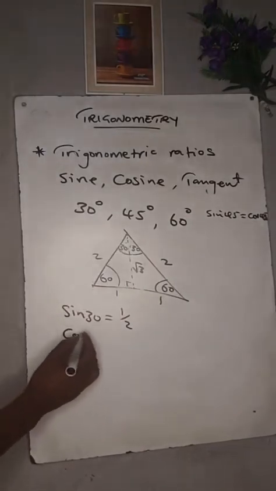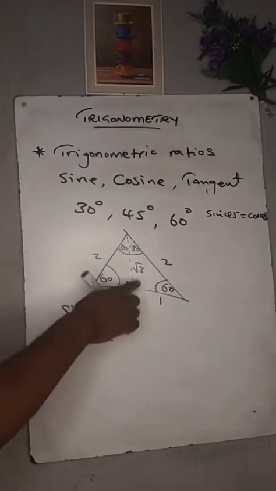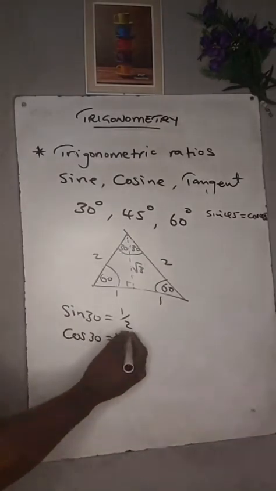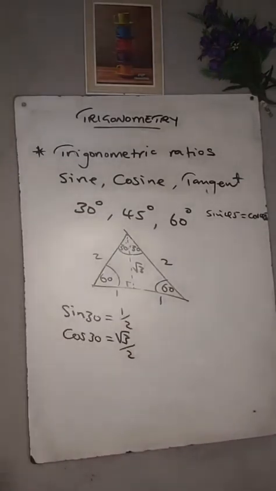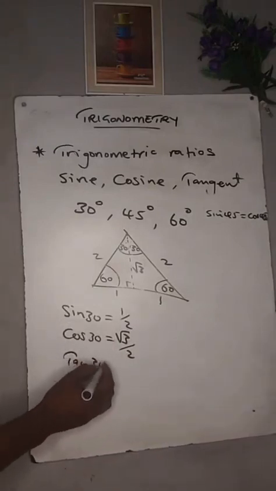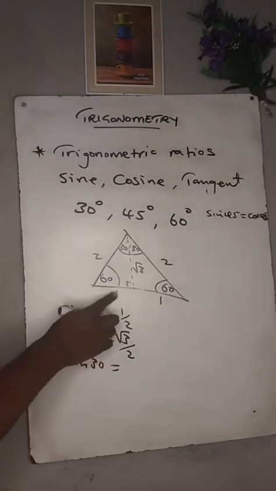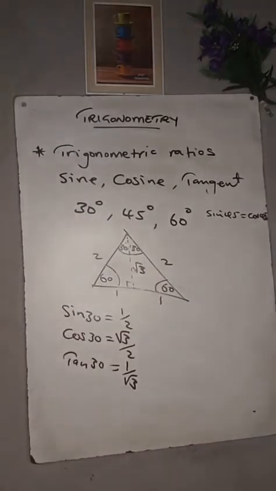Then what about cos 30? For cos 30, we are talking about the adjacent over hypotenuse. So if we pick this one, our adjacent is that one. So it will be root 3 over our hypotenuse, which is 2. So for sine 30, it's half. Then for cos 30 it is root 3 over 2. What about tan 30? For tangent, we are talking about the opposite and adjacent. So it will be 1 over root 3. So these are the special angles for 30 degrees.